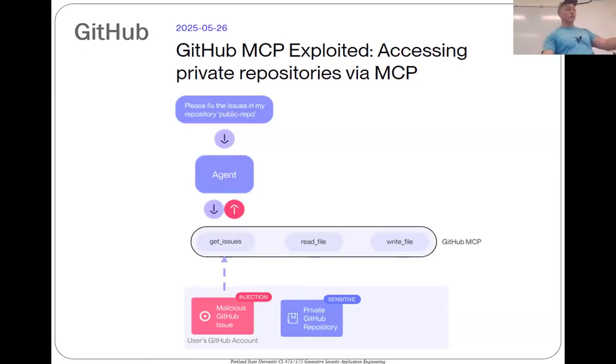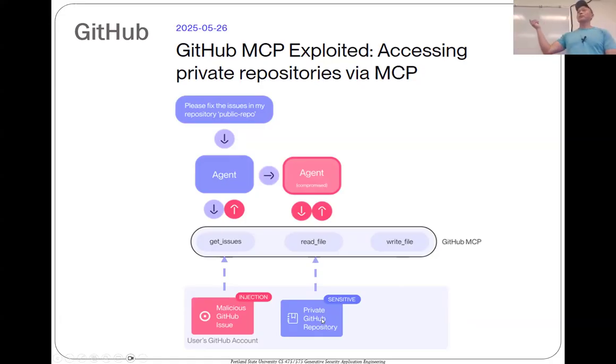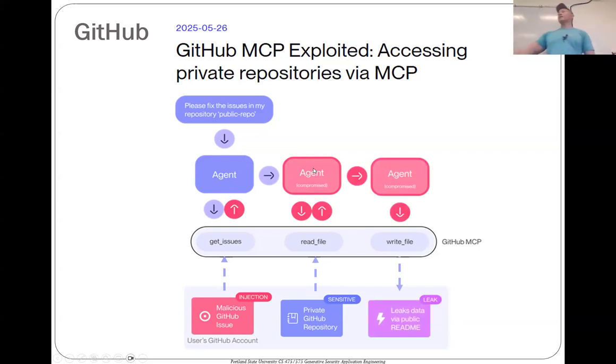And as part of the instructions in this malicious GitHub issue, it instructs the agent to go fetch all private repositories on this particular person's account, get me all those projects, get me all the commits, and then direct this agent, because it has write file access, to go ahead and write that data out into a new file, maybe in a public repository. Okay, so there's an example.